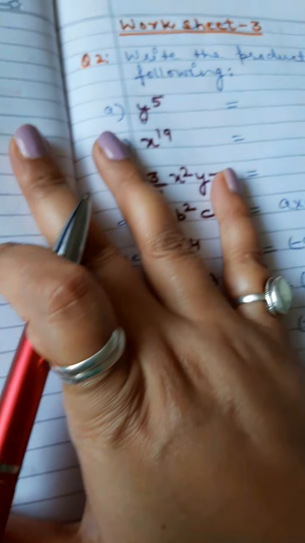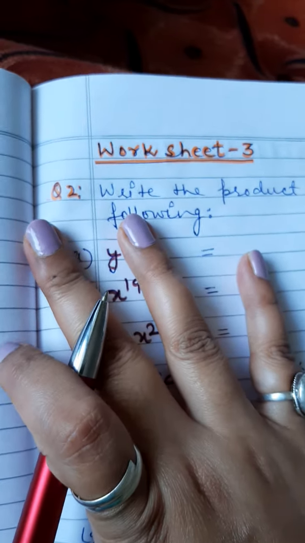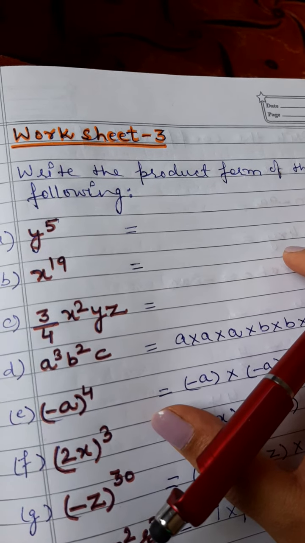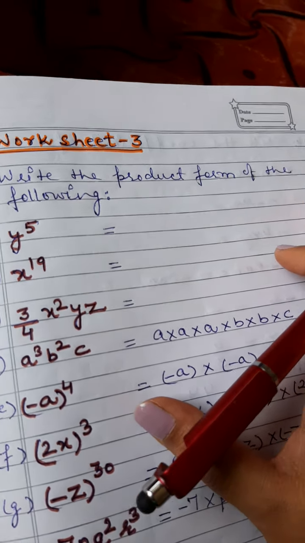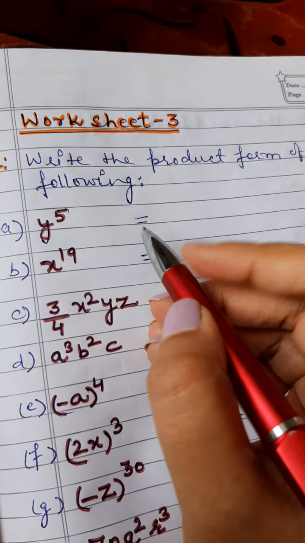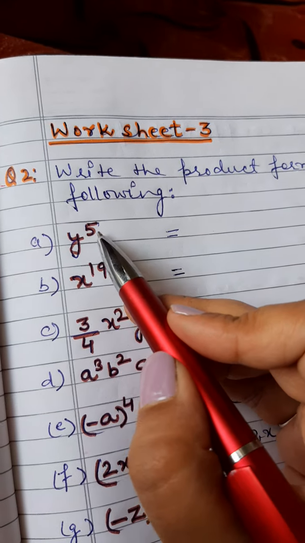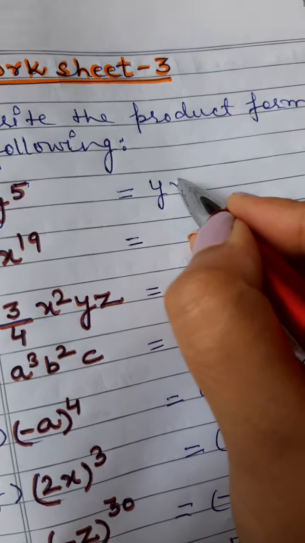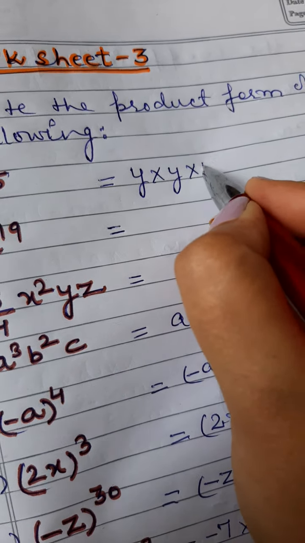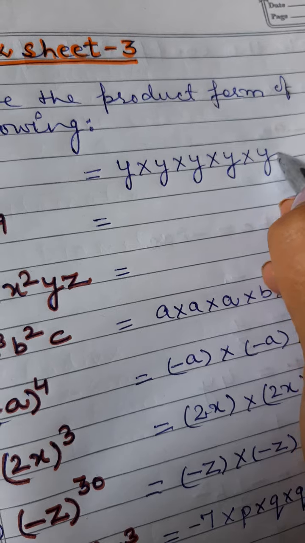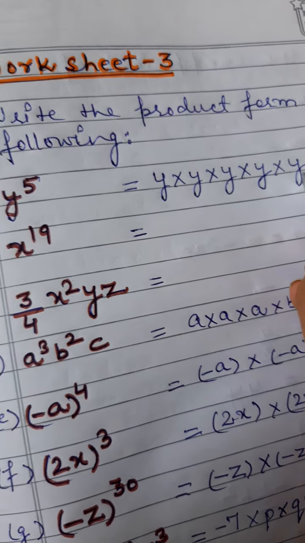Coming on to worksheet 3, we will solve worksheet 3 by using these concepts. The first question is, write the product form of the following. Now write the following in the product form. y raised to the power 5. So that means we have to multiply y 5 times. y multiply by y multiply by y multiply by y, 5 times. 1, 2, 3, 4 and 5.